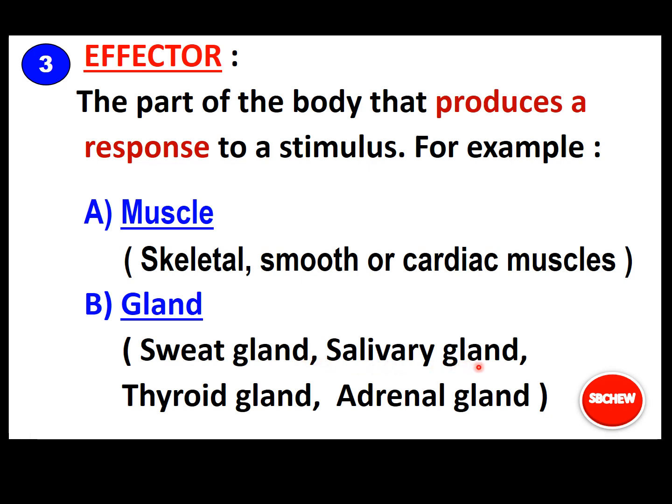The salivary gland secretes saliva as a response to seeing delicious food on the table. Our salivary gland will produce the saliva. The thyroid gland and adrenal glands will be discussed later, so we do not need to know the function here, but they're all effectors.